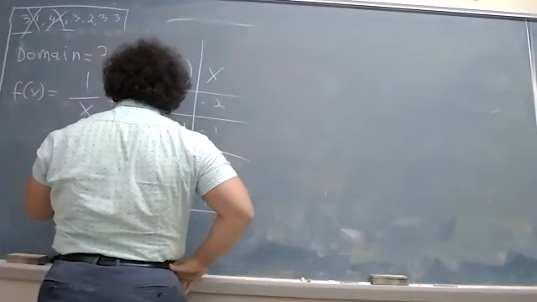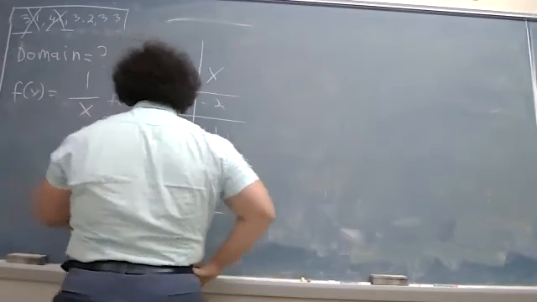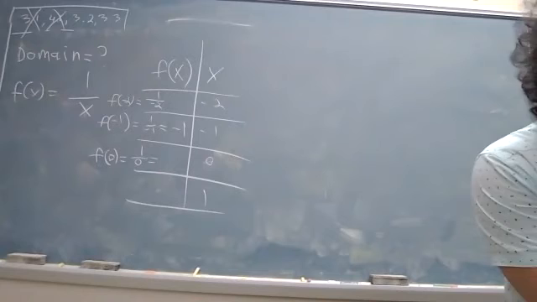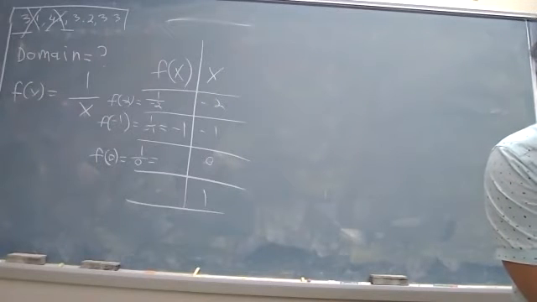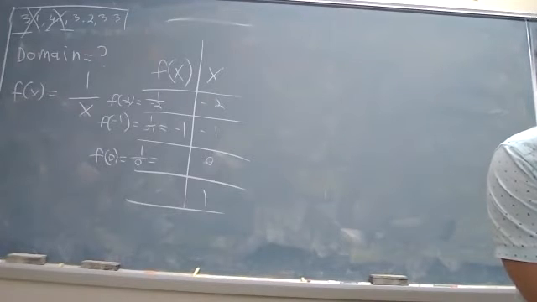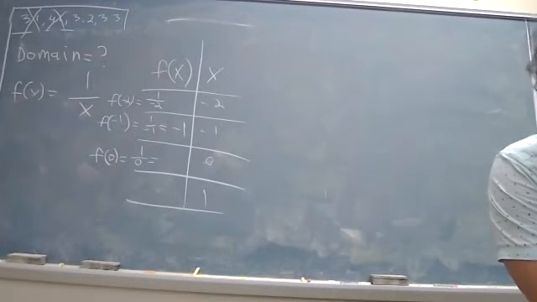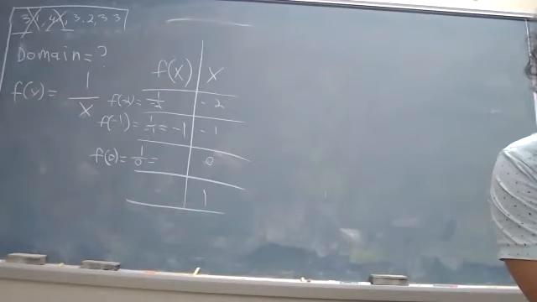F of 0 is equal to 1 over 0. F of 0 ends up becoming 1 divided by 0, right? And what is 1 divided by 0? Undefined. That's right, Tyler. That is right. It's a black hole.